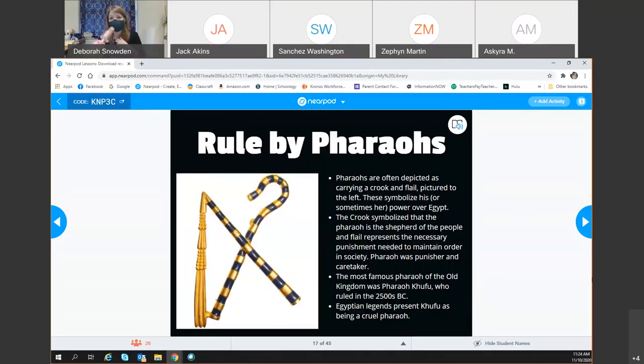The flail, however, represents the pharaoh's authority and power, and also punishment and the right to punish those who commit crimes against the pharaoh. So this is a very common symbol of pharaoh's power over Egypt, and you'll see in a lot of art of different pharaohs they are carrying these two items, typically crossed over their chest like this. It's a pretty common stance for pharaohs. Have you seen that before? Does that sound familiar? If you studied Egyptian history or looked at Egyptian art, you'll see this come up pretty regularly.